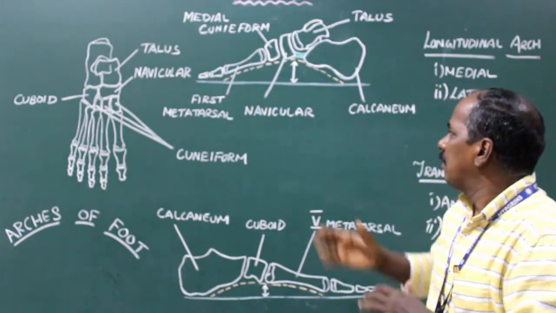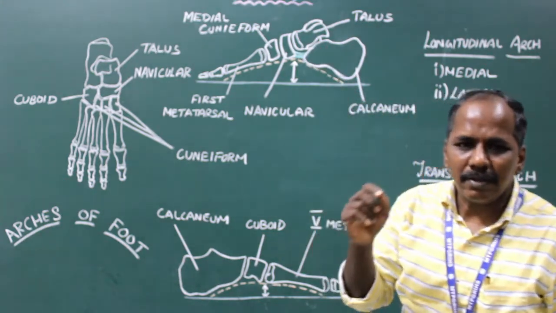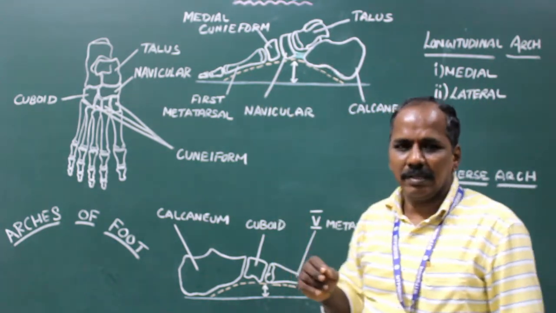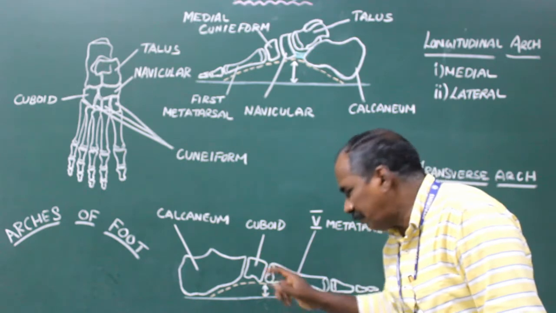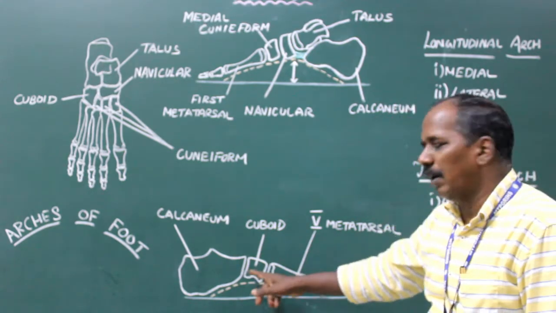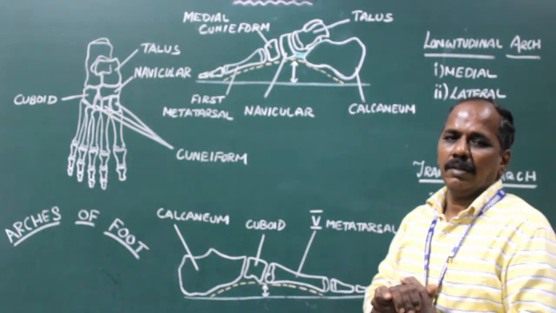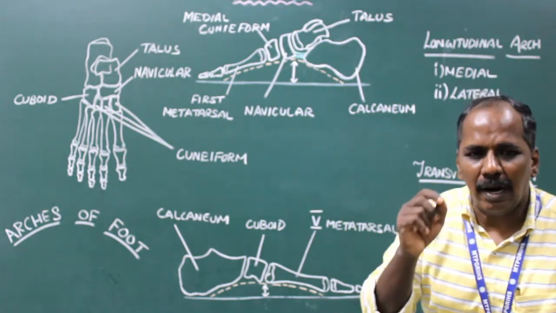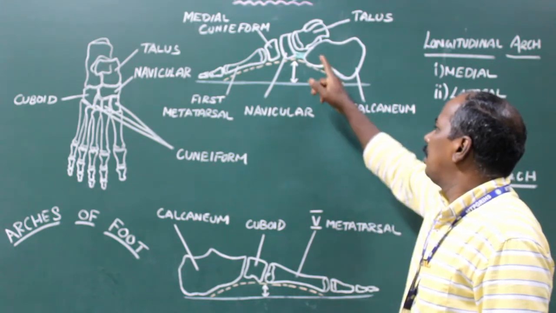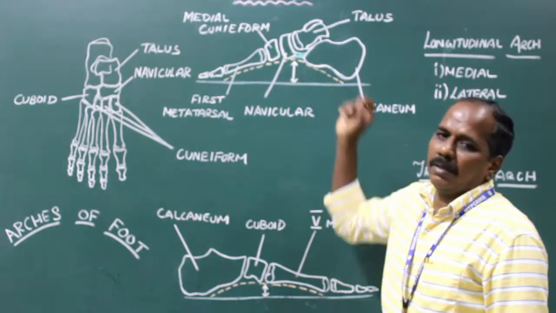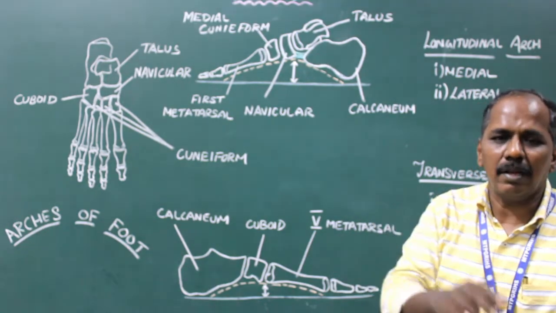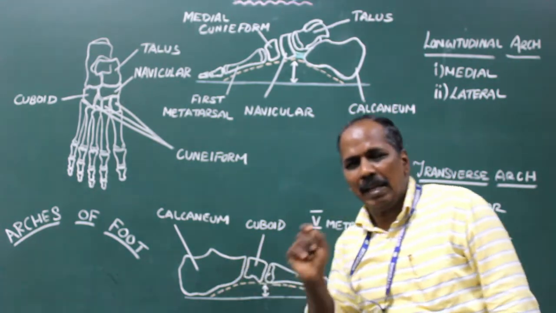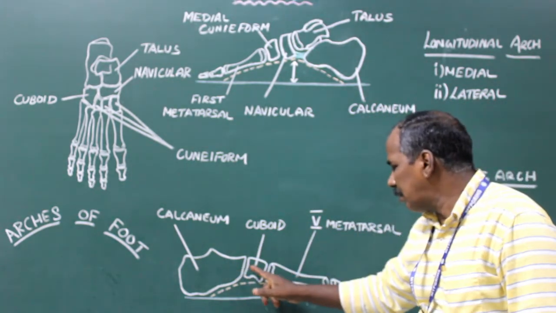Summit. Talus forms the summit or keystone of the medial longitudinal arch. The cuboid forms the summit of the lateral longitudinal arch. Joints. The joints of the medial longitudinal arch are talocalcaneonavicular joint and subtalar joint. The joint of the lateral longitudinal arch is calcaneocuboid joint.